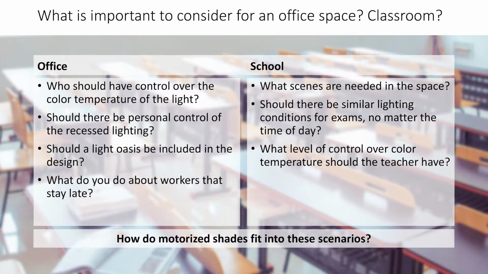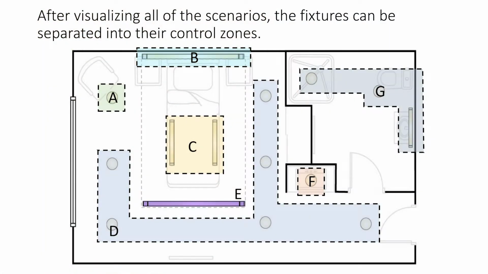What level of control over color temperature should the teacher have? Is the teacher educated to know that warm may not be ideal for a learning environment? That's more relaxed kind of lighting. And then again, where the shades fit into this, because that's still light. So anyway, we've visualized all the scenarios.